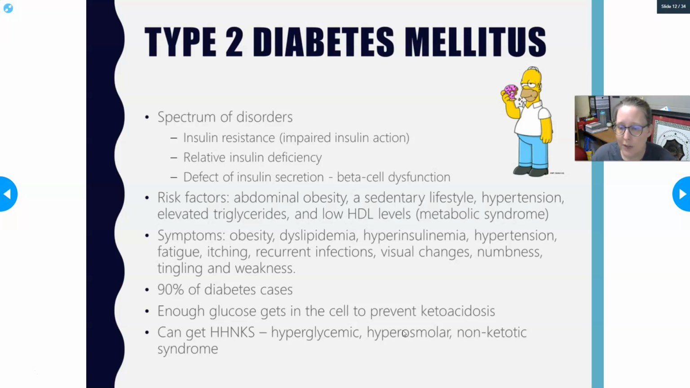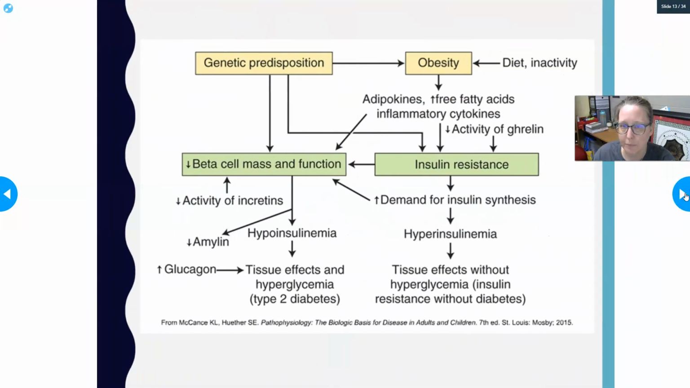They do not get ketoacidosis because even though there's impaired insulin action, enough glucose does get into the cells to block ketoacidosis, and so that just doesn't happen. But one of the complications they can get is hyperglycemic, hyperosmolar, nonketotic syndrome. So it's going to be a high blood glucose, hyperosmolar, very concentrated blood, but no ketones present. We're going to talk about that as a complication in a little bit.